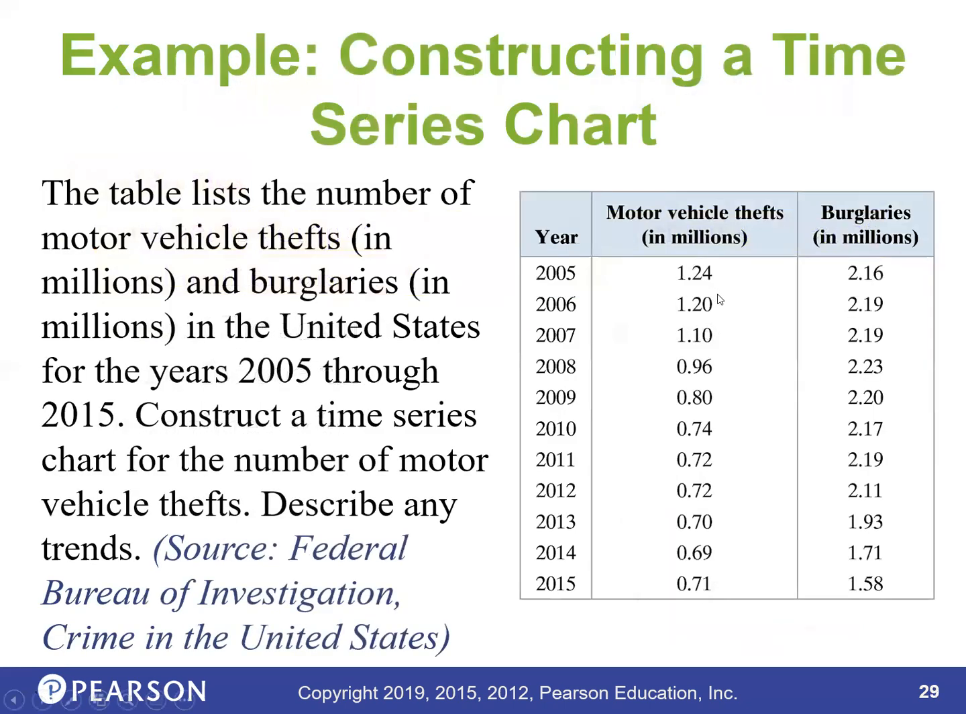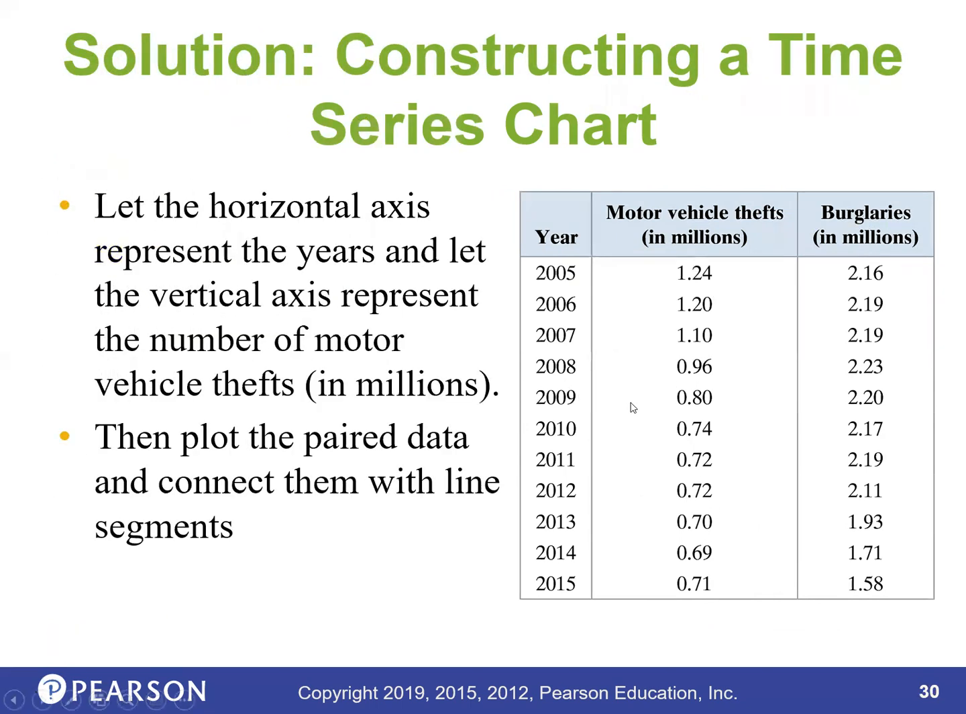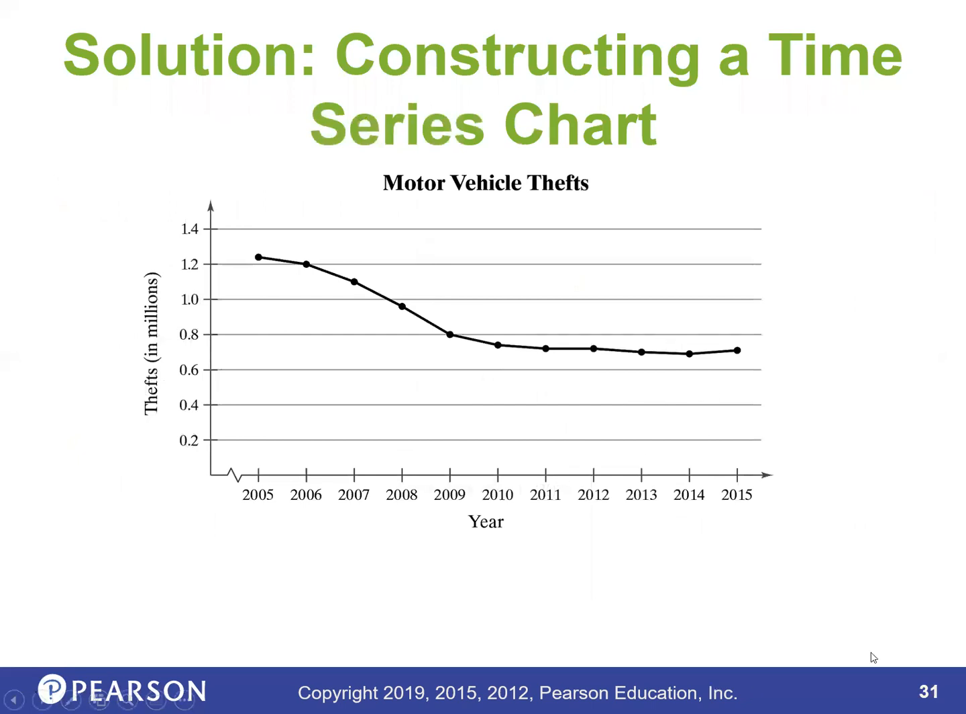But that's it. So we have this data here: motor vehicle thefts in millions, burglaries in millions. Let's start the time series chart for motor vehicle thefts. That's just one of them, not both of them. It's going to look like this here. These are in terms of millions. Let's go with it here, and it's going to look something like this.